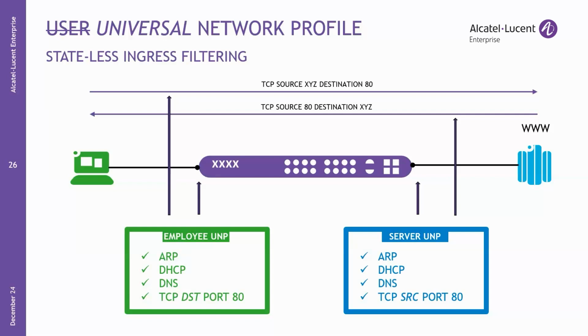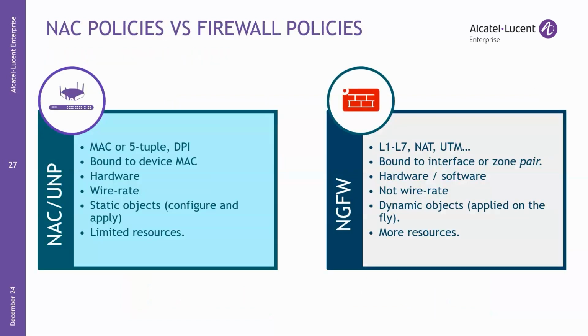Network admission control policies are stateless, and this is a difference with firewall policies, which are stateful. Once the initial packet in a flow is allowed by a firewall, the firewall understands the session and allows packets flowing in the opposite direction pertaining to that session without having to create another rule. Let's analyze other differences between NAC or UMP policies and firewall policies.